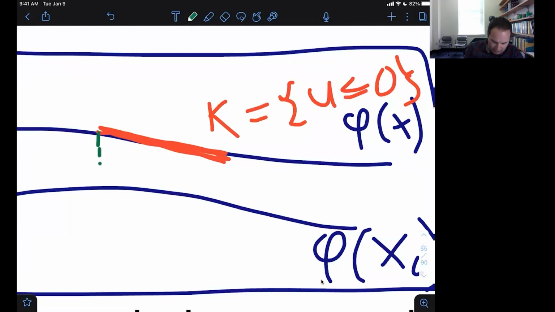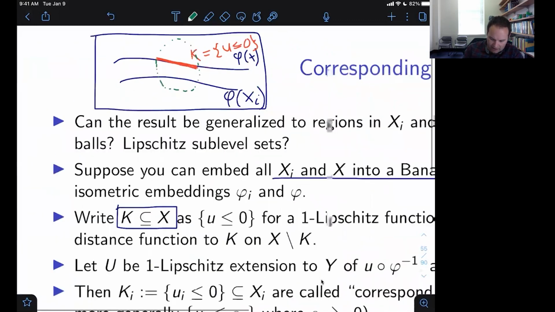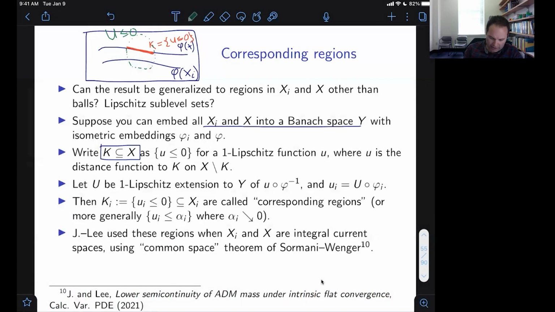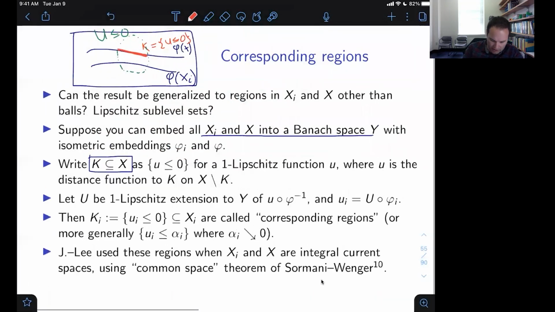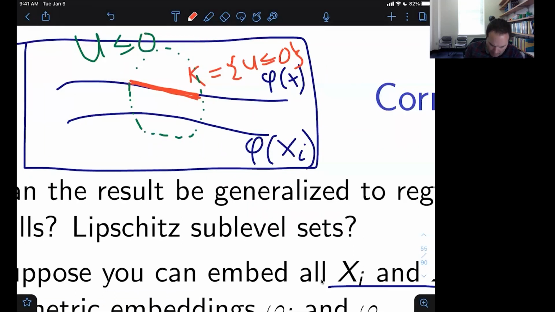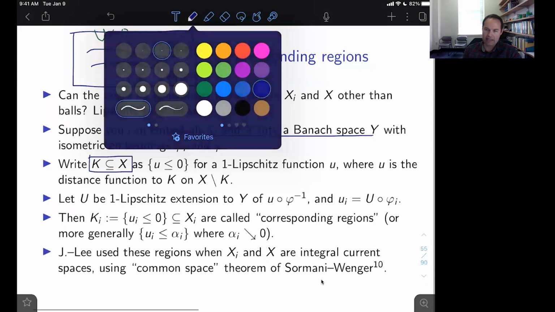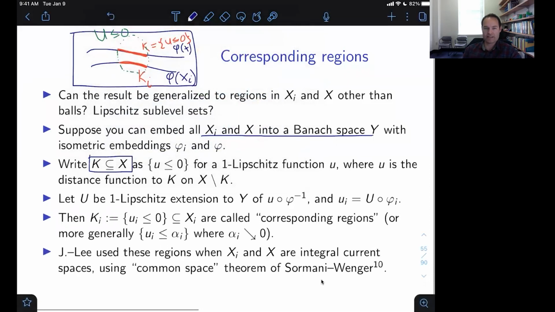You could get something like, so this green set here is where capital U is less than or equal to 0. And then all we're doing is we're defining this corresponding region to be the part that you get in the image of the other space. So that right there is what I'm calling the Ki. So this is just a procedure. It's not canonical. It depends on the embedding space, but it's a way of getting regions in your converging spaces that somehow correspond to your region in your limit space.